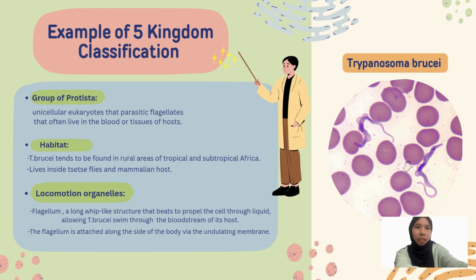The second classification is the habitat. Trypanosoma brucei tends to be found in the rural areas of tropical and also subtropical Africa. It lives inside tsetse flies and also mammalian hosts.